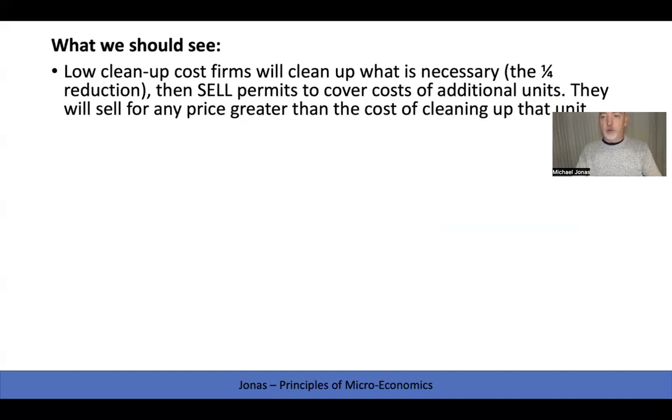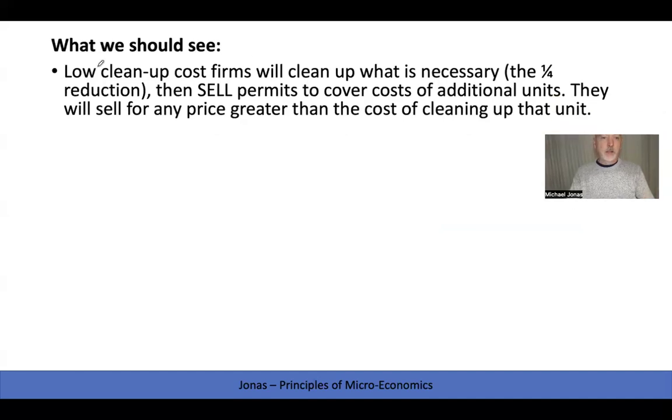So again, the big picture here, what we will expect to see, the demand side, the supply side of that secondary market will come from those low cleanup cost firms, right? And their cost of production, the minimum price that they would accept for selling these permits, is just their cost of cleaning up a particular unit. Right? They have to be able to cover that cost. So get that revenue coming in, clean up the pollution, and they can earn a little bit of profit along the way.